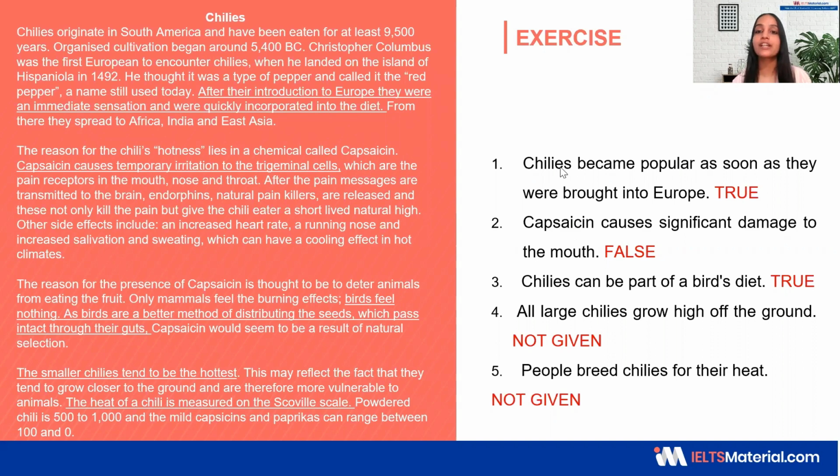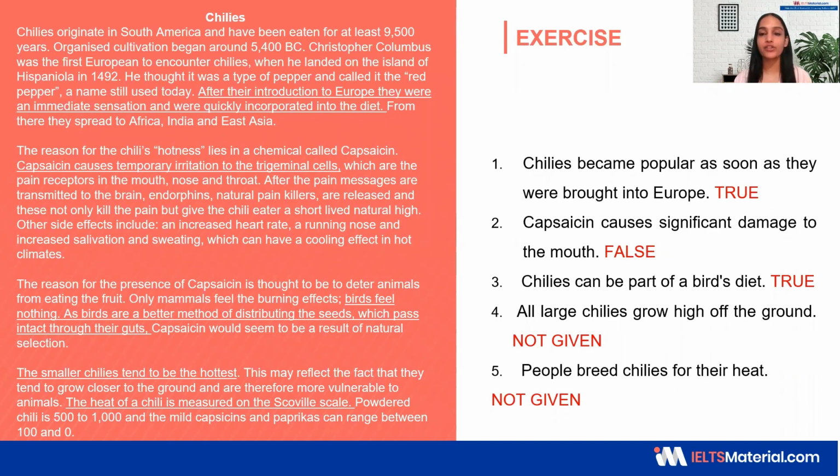So the first question is, chilies became popular as soon as they were brought into Europe. So we have already identified the keywords before. So here, why is it true? You can see how it is paraphrased. So, introduction to Europe, that is brought into Europe. Immediate sensation, that means popular, as soon as. So, you can see the matching synonyms, and overall, the meaning of this question statement and also the passage statement match. Hence, this answer is true.